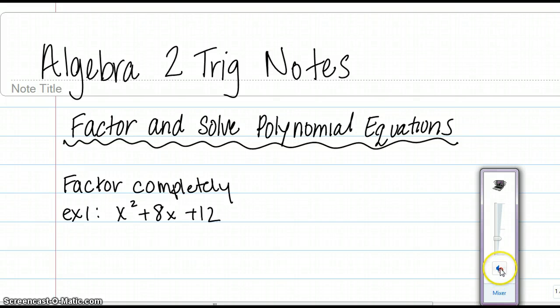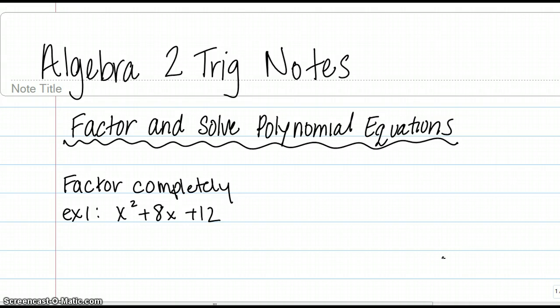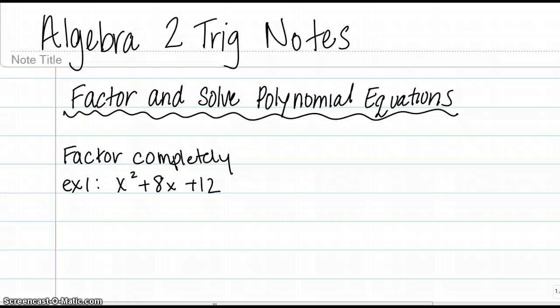Today we're going to do a little bit more factoring and solving polynomial equations. So my first example here, the directions are to factor completely. So we want to be able to factor this as much as we can. If you need to pause and write down the title and all that, go ahead. Now's the time. Example 1, x squared plus 8x plus 12.